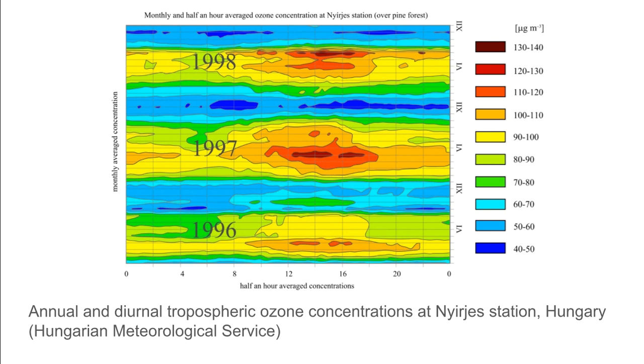Those are some of the questions you should be asking yourselves as you look at data like this, taken from a station in Hungary, where they were looking at ozone on half-hour averaged concentrations. So here's 3 years, 1996, 97, and 98, and you can see, at least for this station, after the noon hour, generally between 12 and 4 o'clock in the afternoon, you would have your highest ozone concentrations.